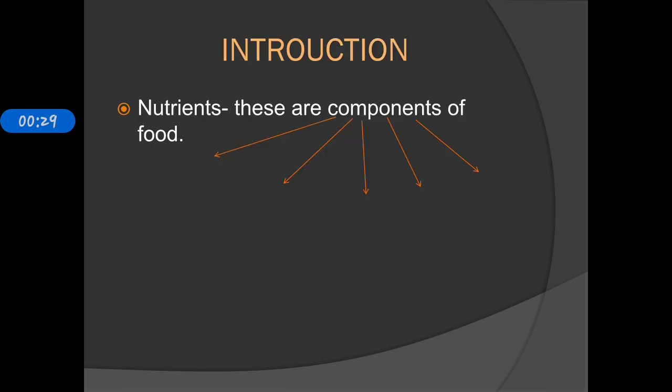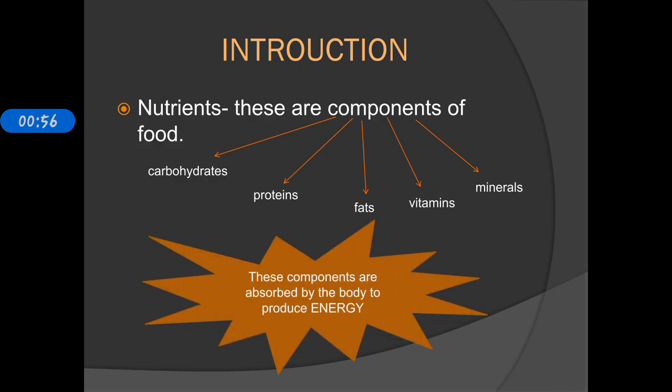Okay. Next, first, we will look into what are nutrients. Nutrients are components of food. What are these components? They are carbohydrates, proteins, fats, vitamins, and minerals. These components are used in the body to produce energy. These are absorbed and energy is produced, and we all know that energy is needed to do work.